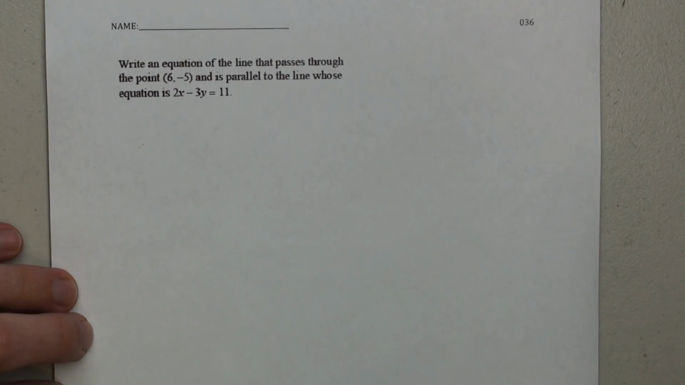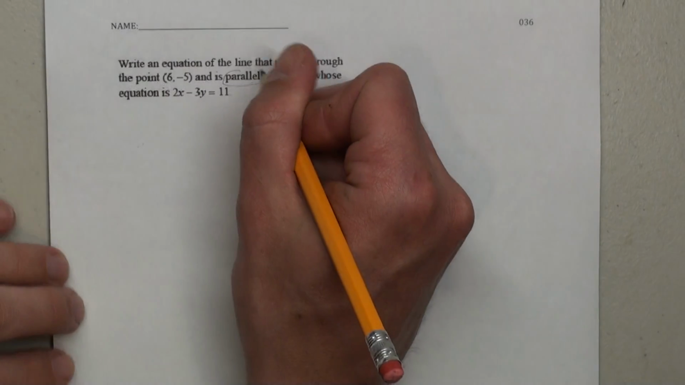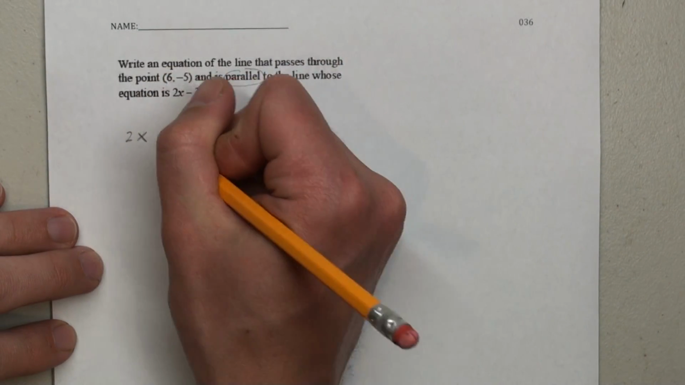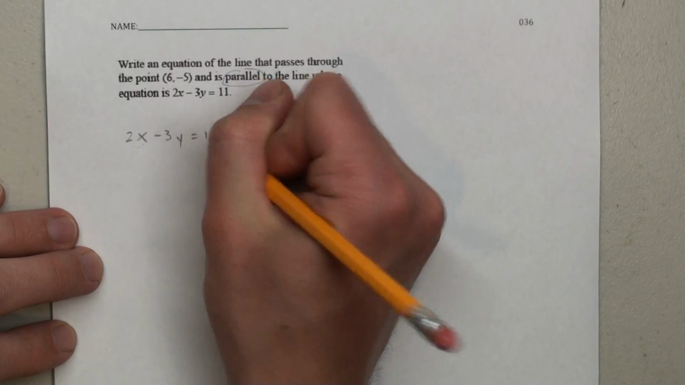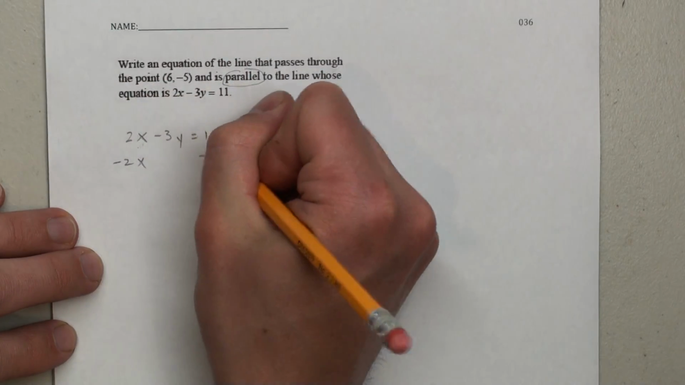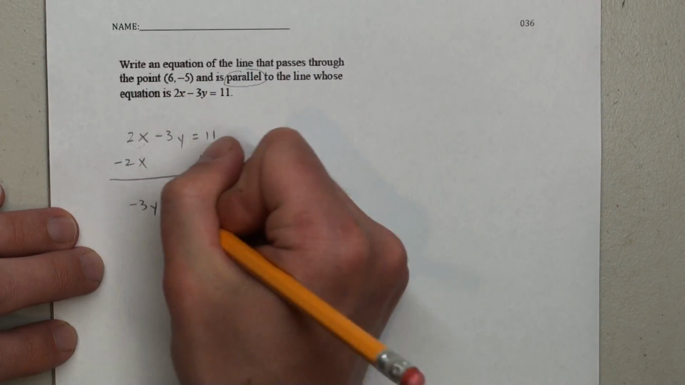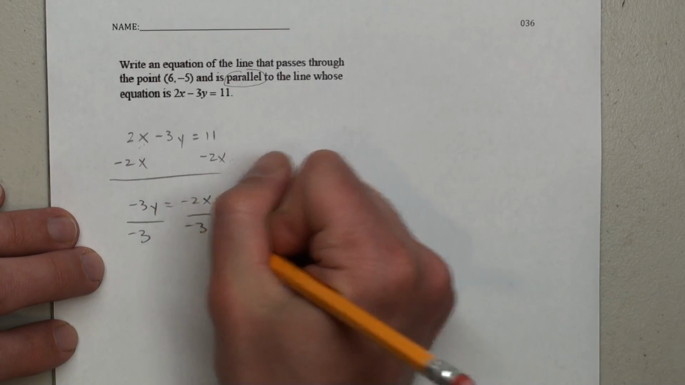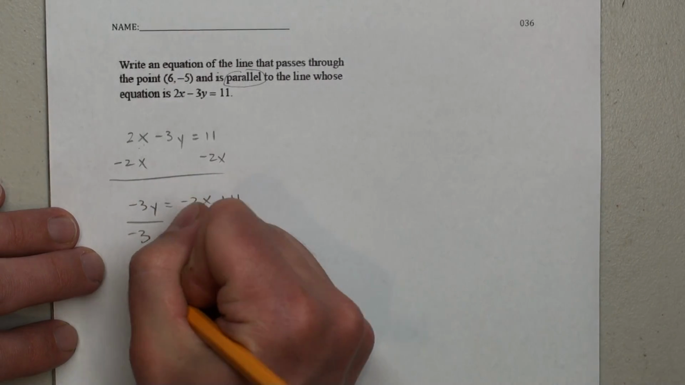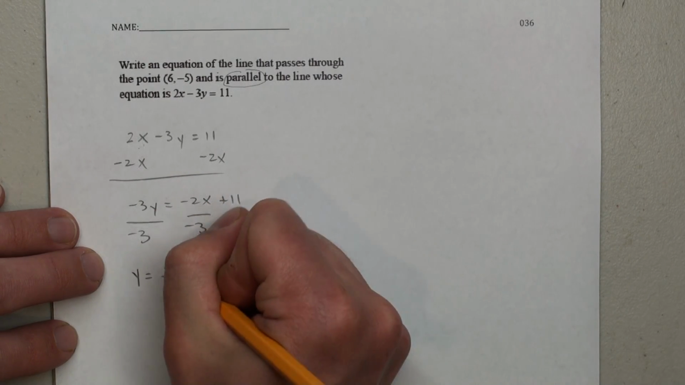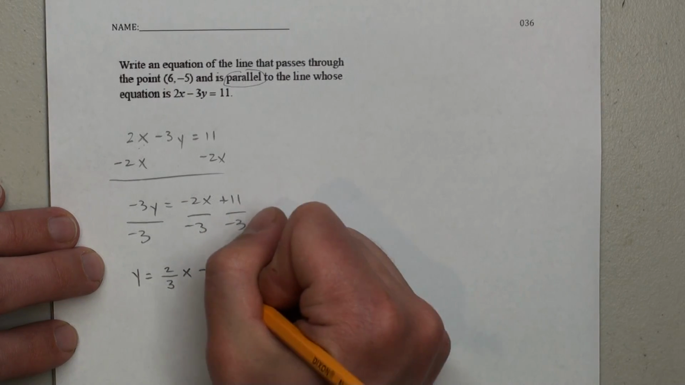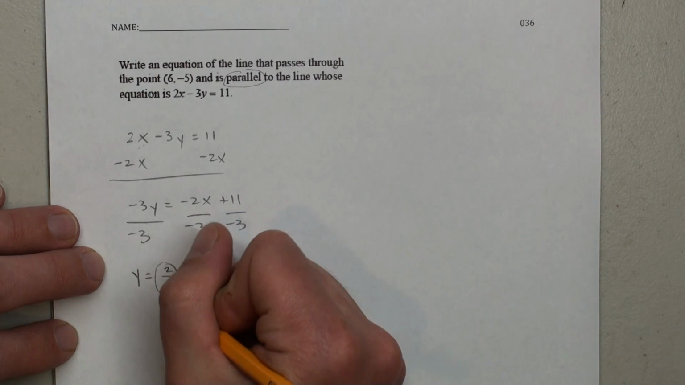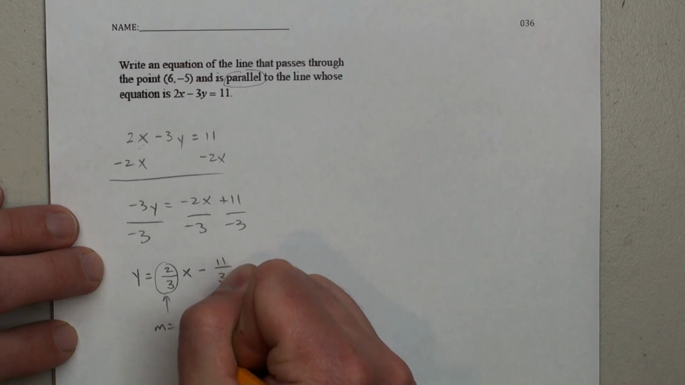Last one of this type. Whew, okay. Again, parallel to the line whose equation is 2x minus 3y equals 11. So subtract 2x. Negative 3y equals negative 2x plus 11. Divide everything by negative 3, 2/3 x minus 11/3. Here's the slope I'm looking for.